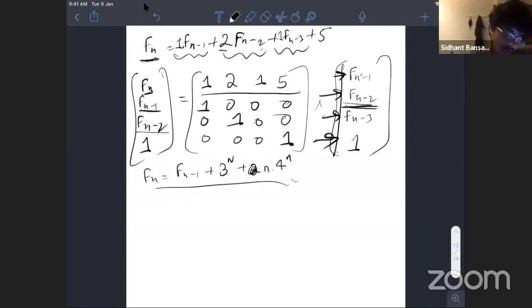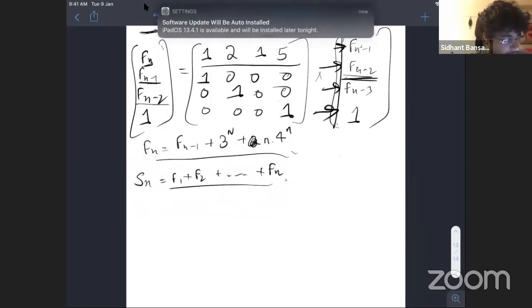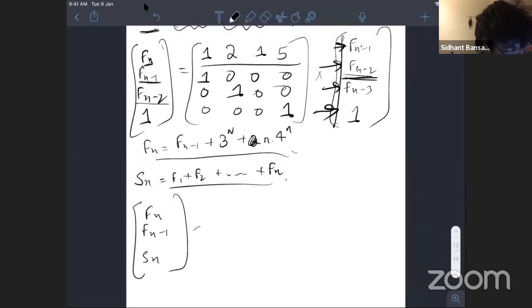Another example, one interesting thing I'll show you. Let's say you want to keep Sn also, which is basically f1 plus f2 plus dot dot dot up till fn, which is the sum of all the terms up till the nth one. This thing can be calculated also. How? Just keep fn, fn minus 1, and Sn. Keep all these 3 guys.